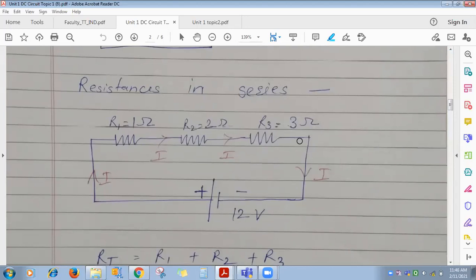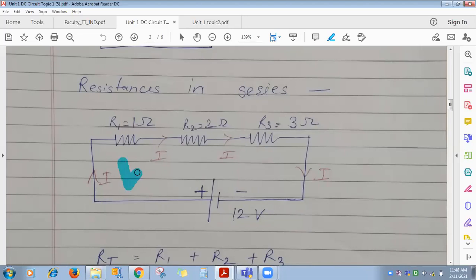Now what about the voltage drop across it? What do you think? Voltage drop across each will be the same or different? Different, correct. Why will it be different? Because the values of resistance are different: 1 ohm, 2 ohm, 3 ohm. So although the same current is flowing through it, the voltage drop across each will be different, and it is a DC circuit.